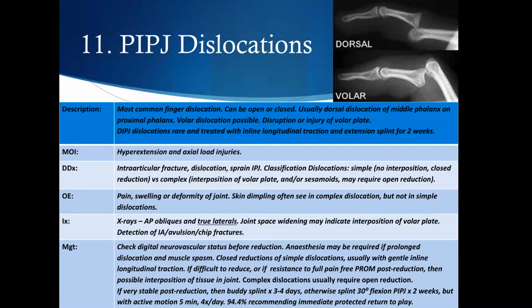Otherwise, the PIP joint is splinted at 30 degrees flexion for 2 weeks, but with active motion for 5 minutes 4 times a day. The majority of surgeons will recommend immediate protected return to play, but there is disagreement on unprotected return to play, with about 40% suggesting after 4 to 8 weeks.